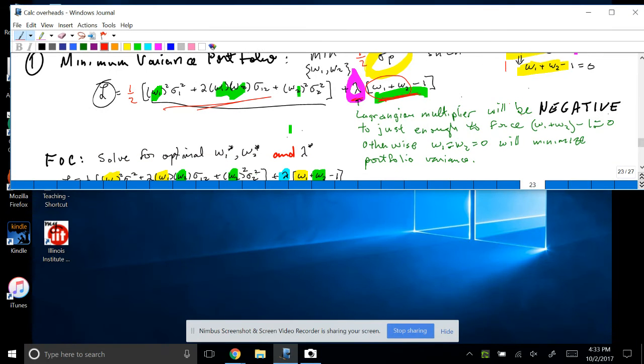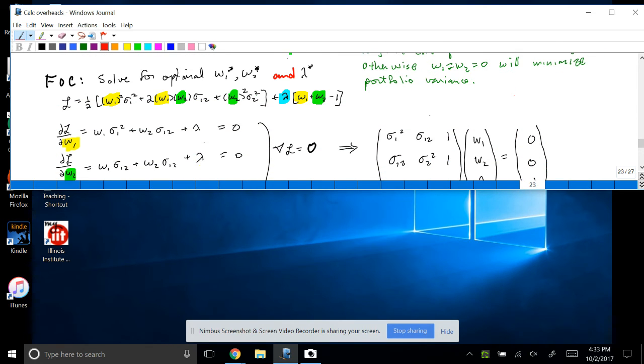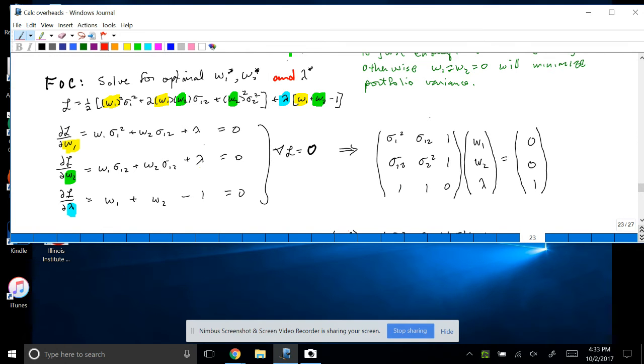So what we're going to do is solve for this Lagrangian along the W1 dimension, the W2 dimension, and the Lagrangian multiplier dimension. So our objective function ends up being how we express our variance of the portfolio, and here's our constraint.